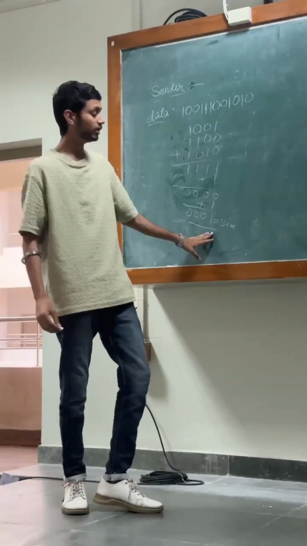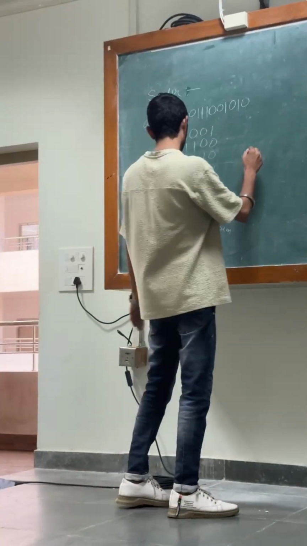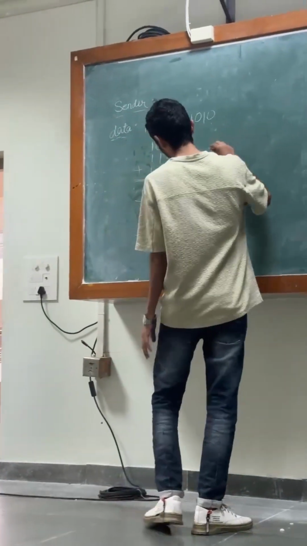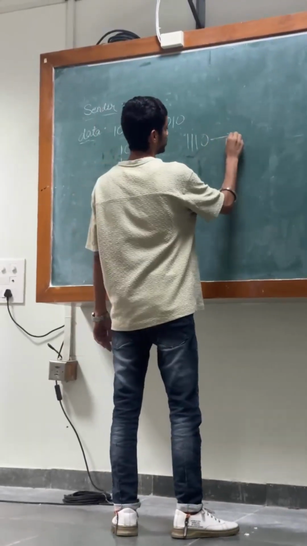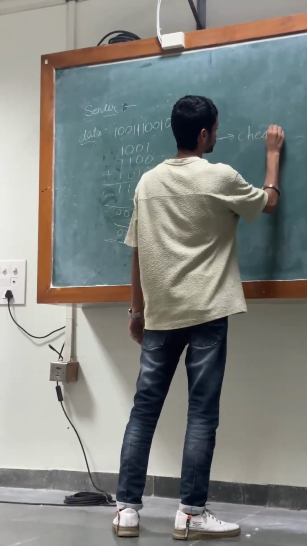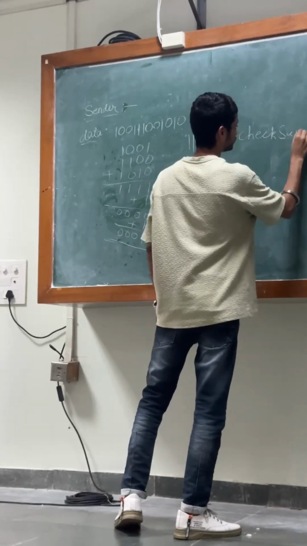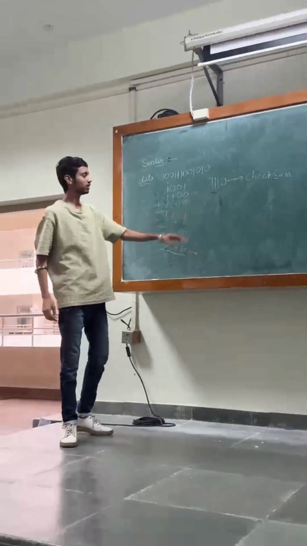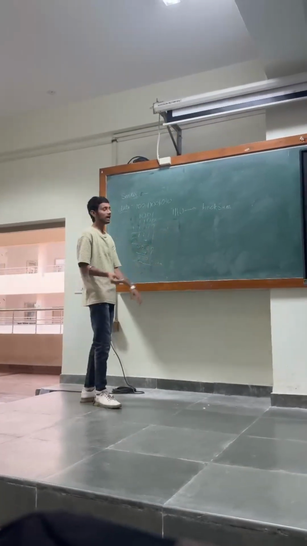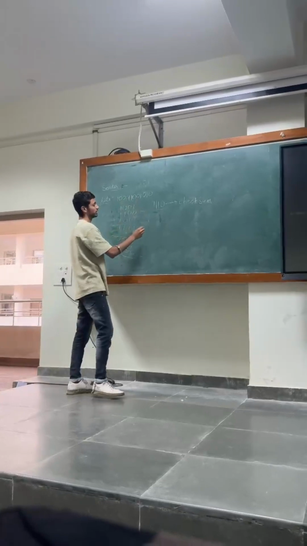Now the sender will take the one's complement of this sum. That means the one's complement of this will be 1, 1, 1 and 0. This is nothing but the checksum. This is the checksum calculated. It has 4 bits. Now the sender will append this checksum to the actual data.